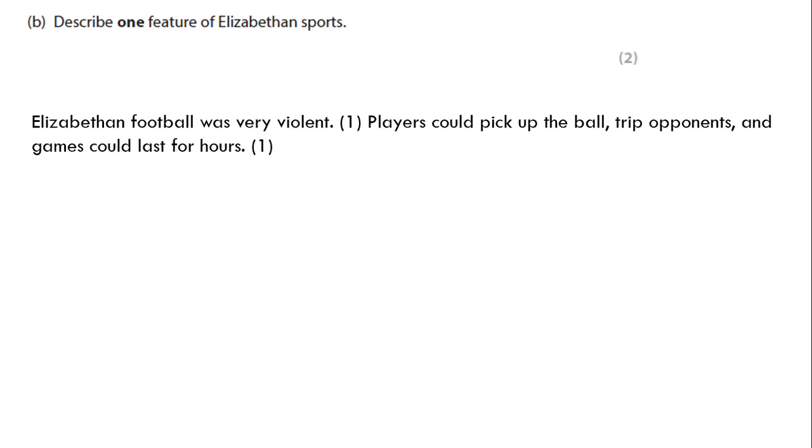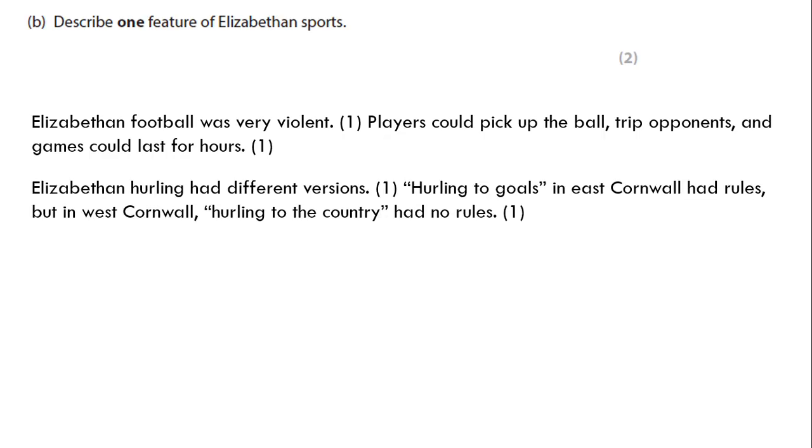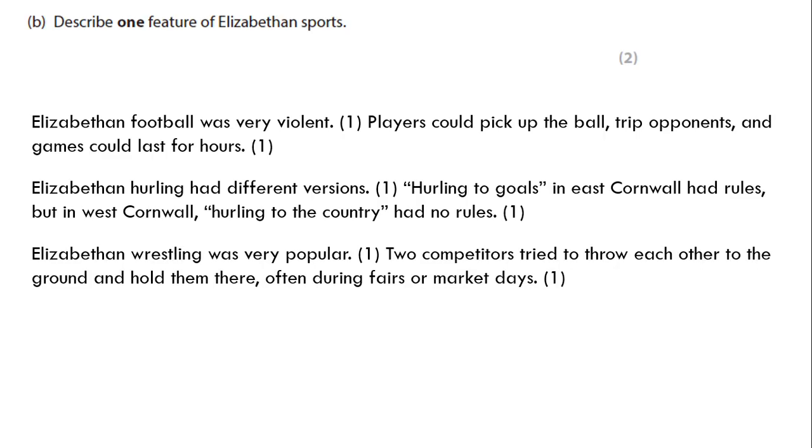Our next one is describe one feature of Elizabethan sports, and you've got lots of examples here you can use. You only need one feature. Hopefully you put something like this. Elizabethan football was very violent. Players could pick up the ball, trip opponents, and games could last for hours. Elizabethan hurling had different versions. Hurling to goals in East Cornwall had rules, but in West Cornwall, hurling to the country had no rules.